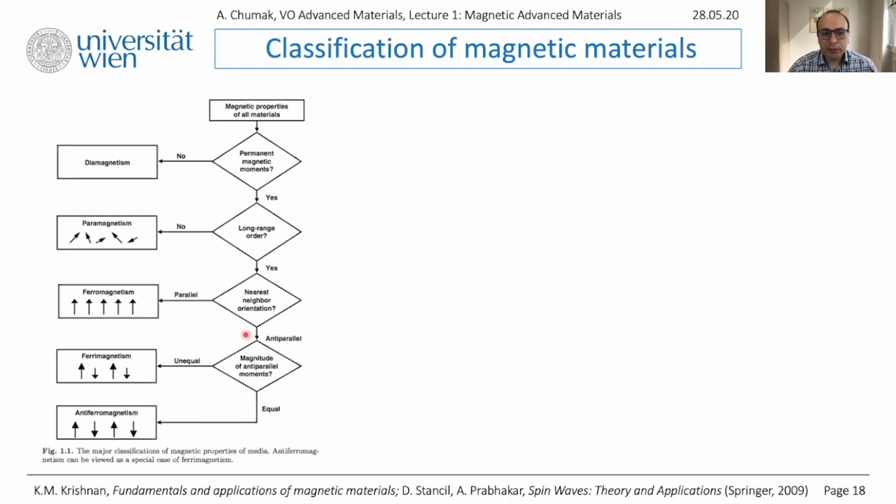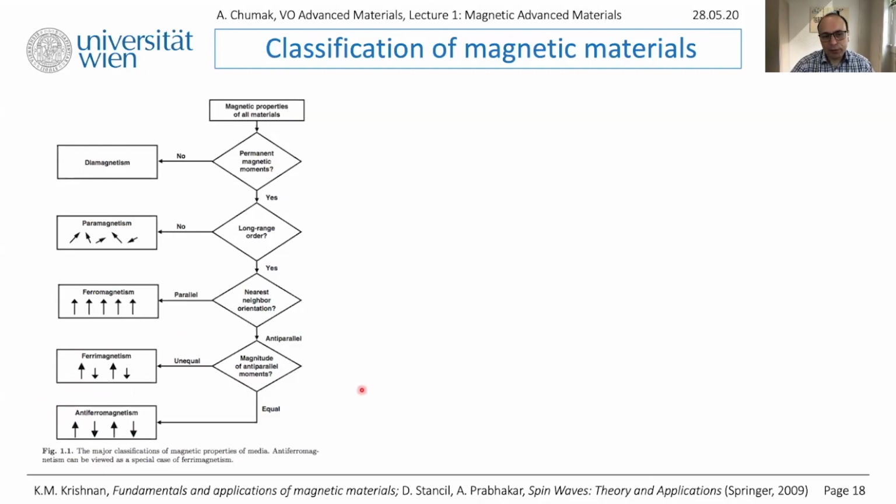But there is also a possibility that these magnetic moments stay anti-parallel. And then the last question you have to ask is whether the magnitude of anti-parallel moments is the same for both sublattices or different. So if one sublattice has magnetic moments pointing in one direction and another sublattice has magnetic moments pointing in the other direction, and their magnitudes are the same, then you're dealing with an antiferromagnet. If the magnitudes are different, for example the magnetic moment of one sublattice is larger than the other, then this material is named a ferrimagnet.